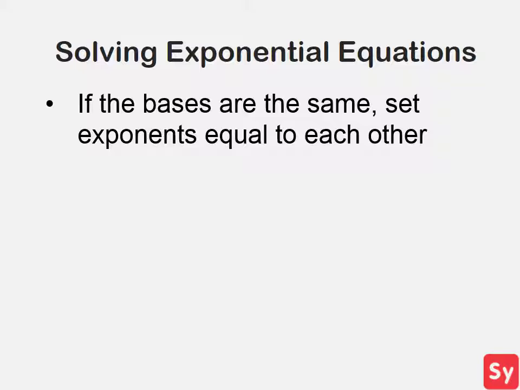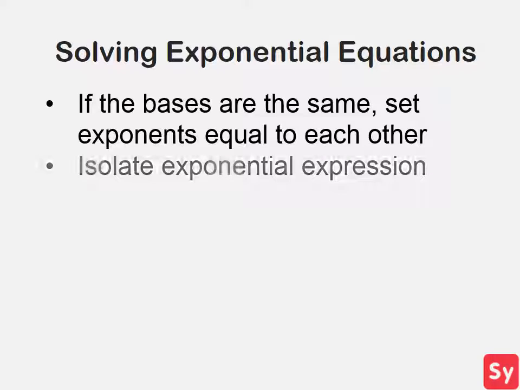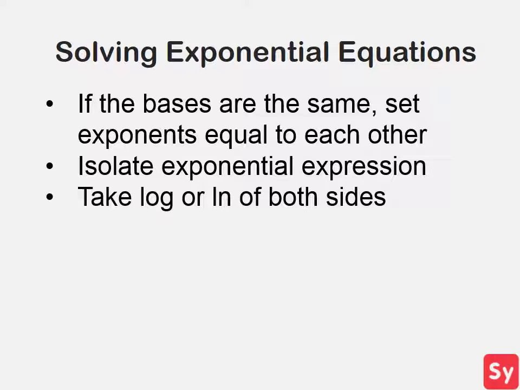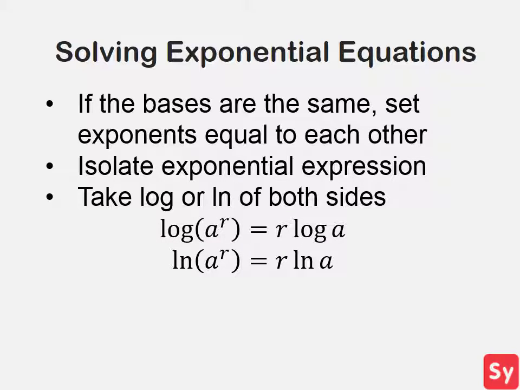However, this is not always possible, so in that case, first isolate the exponential expression, then take the log or ln of both sides, and use these identities. It doesn't matter if you use log or ln, but if the base is e, then I suggest using ln. And finally, solve for the variable.